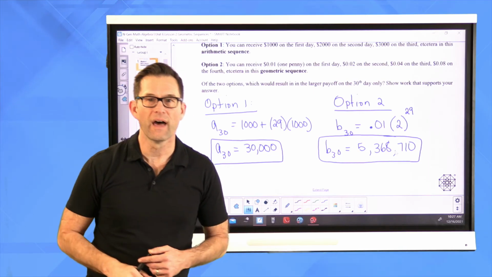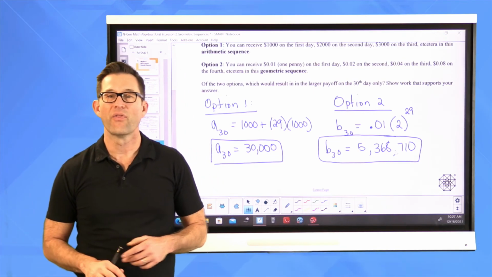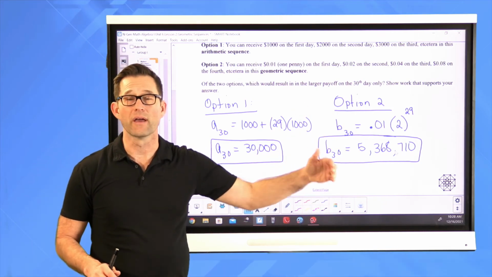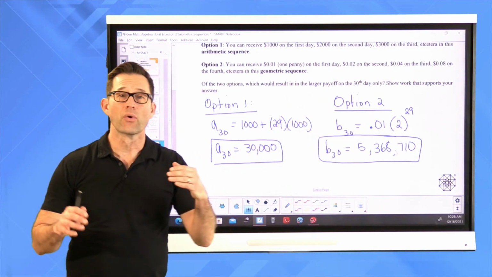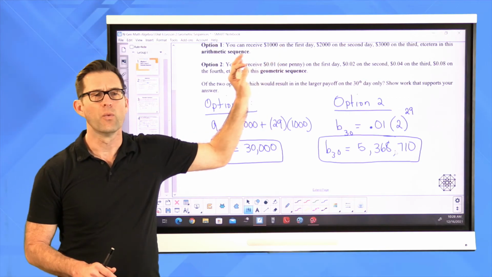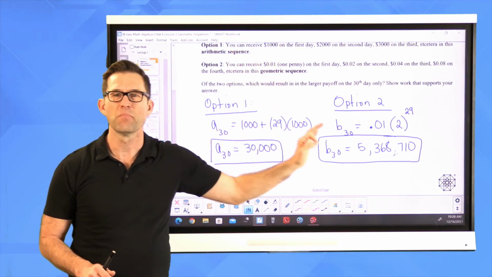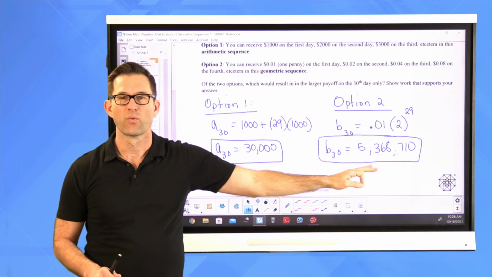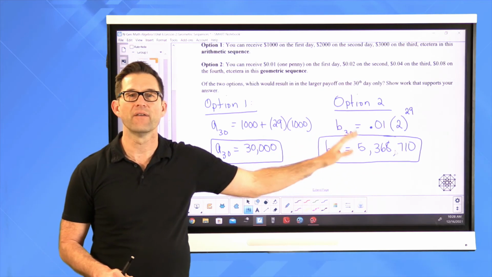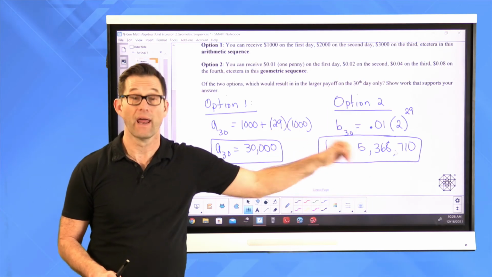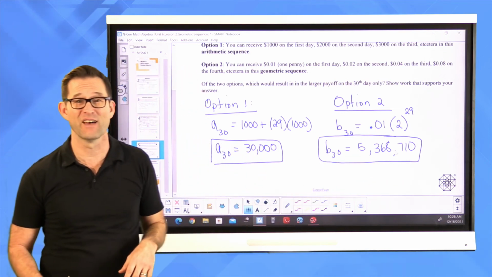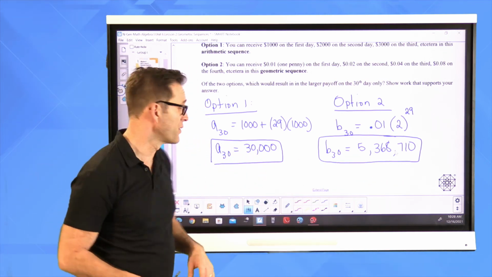Wow, that is a lot. All right, think about this for a second. We are doubling and doubling and doubling and doubling, and it grows so much faster than this one that even though this one starts off with such larger amounts, by the 30th day, this one's paying you 30,000, this one's paying you 5 million. 5 million and some change. So much that I'm just kind of ignoring the 368,710, which shouldn't be ignored. That's a lot of money too.